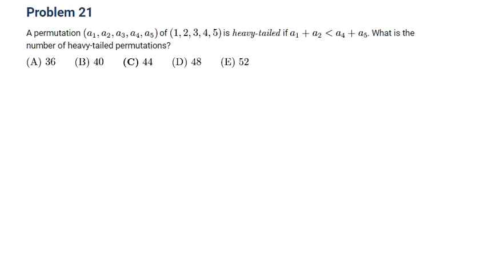Problem 21. A permutation A1, A2, A3, A4, A5 of 1, 2, 3, 4, 5 is heavy-tailed if A1 plus A2 is less than A4 plus A5. Heavy-tailed because, well, the tail is bigger than the head. Actually, I wouldn't call this heavy-tailed. I would call this light-headed, just for a pun, you know. Why heavy-tailed when you could go for light-headed?